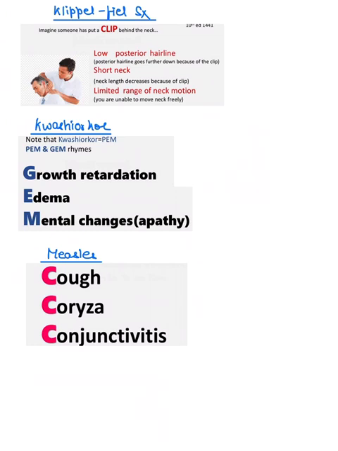So what happens in Klippel-Feil syndrome? It looks like a triad of, you can remember, like there is short neck. Okay, so there is short neck, there is low posterior hairline. Okay, and there is limited range of neck motion. Okay, you can easily remember with this guys, like a clip.